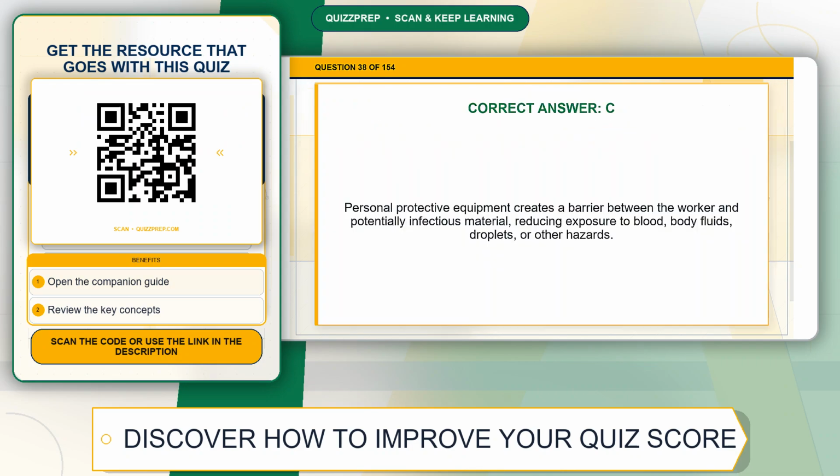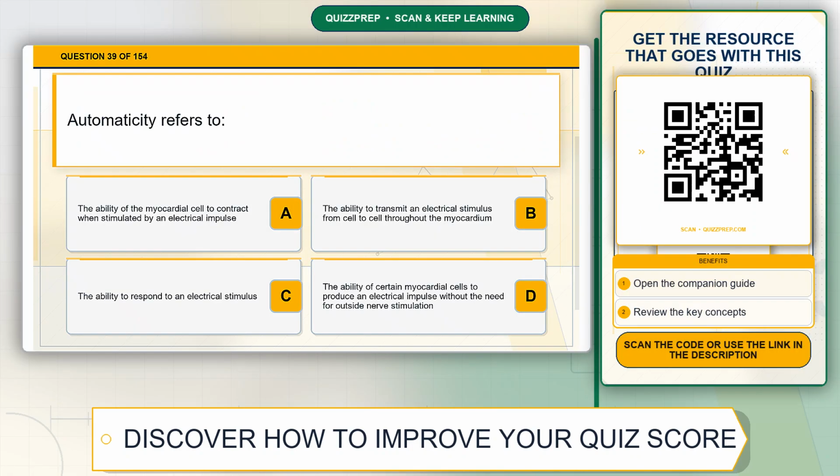Explanation. Personal protective equipment creates a barrier between the worker and potentially infectious material, reducing exposure to blood, body fluids, droplets, or other hazards. Question 39. Automaticity refers to. Option A, the ability of the myocardial cell to contract when stimulated by an electrical impulse. Option B, the ability to transmit an electrical stimulus from cell to cell throughout the myocardium. Option C, the ability to respond to an electrical stimulus. Option D, the ability of certain myocardial cells to produce an electrical impulse without the need for outside nerve stimulation.